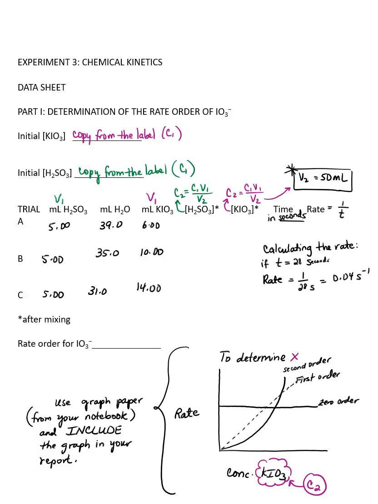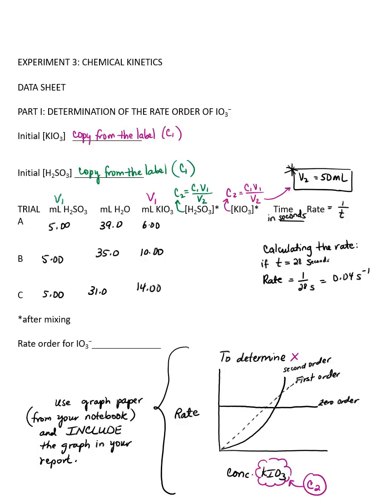For your first trial, labeled as A, you're using 5 milliliters of the acid, 39 milliliters of water, and then 6 milliliters of your potassium iodide. So you're calculating concentration, and that's for your dilution, okay? For the acid. And to calculate concentration for the dilution, we're using the equation for dilutions. So we're solving that equation for C2, which is what you want to calculate.